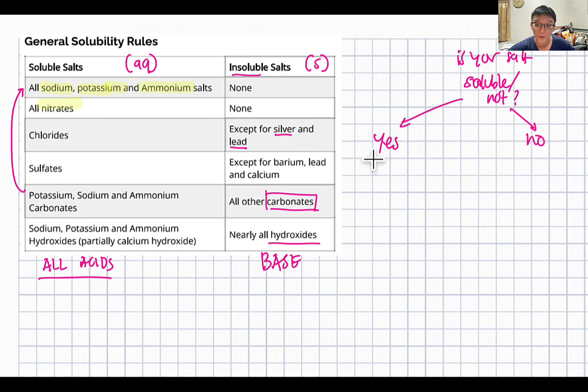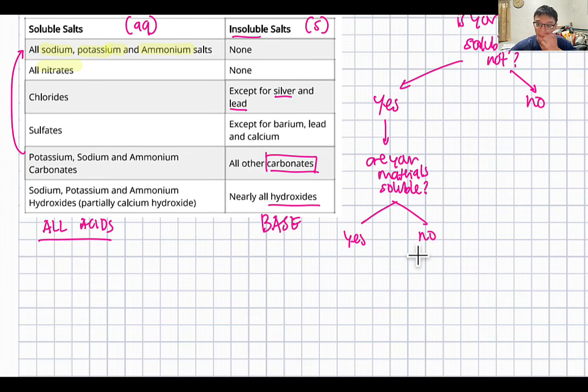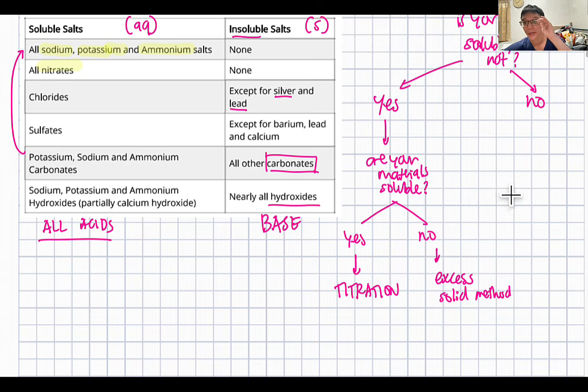Okay. Now, if your salt is soluble, then we have another question. Are your materials soluble? Also two possibilities, yes and no. If your materials are soluble, then it means that you're doing titration. If your materials are not soluble, it means that you're doing the excess solid method. And if your salt is insoluble, you're only doing one method, which is precipitation.